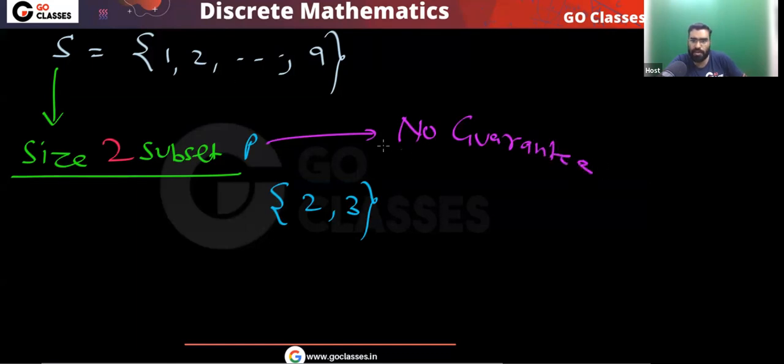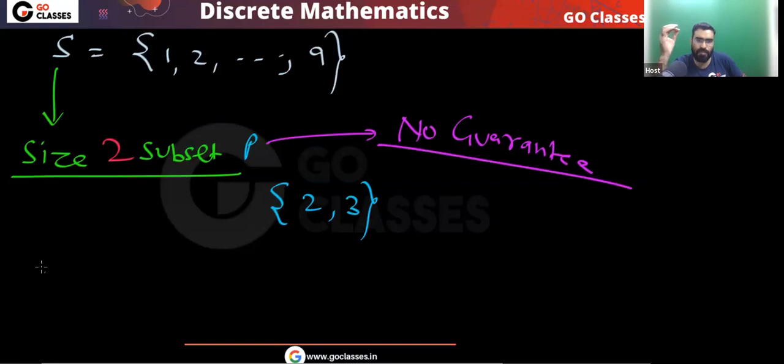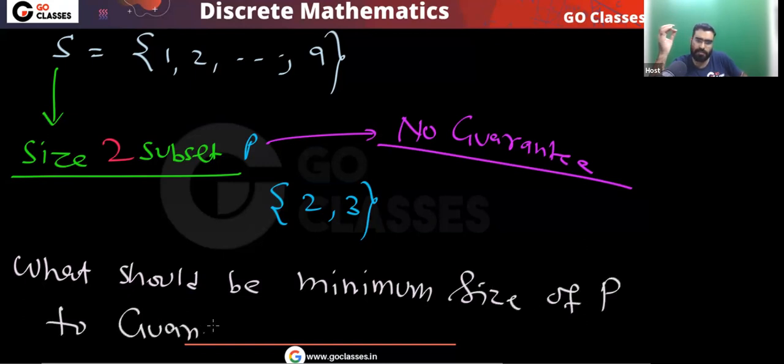Now remember this simple point. Ultimately, how to solve this question? Very easily, you understand. What should be the minimum size of P to guarantee this? That is what I want.